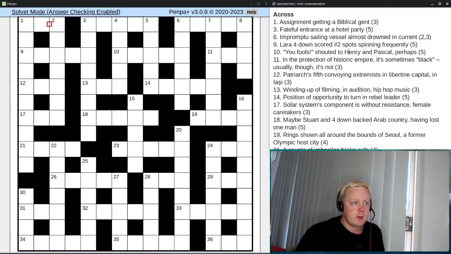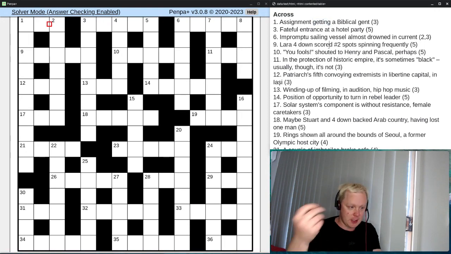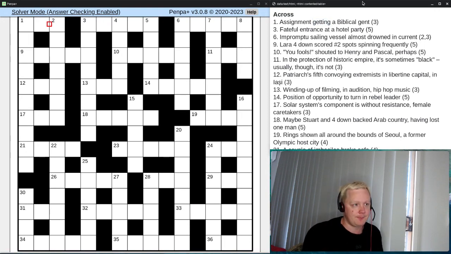Now, there's a clear indicator word here, which is getting. Something is getting inside it, a letter A. So take a word for assignment, put an A inside, and you get a biblical gent, a man from the Bible. Now, a job is an assignment, and if you put A inside the word job, you get Joab, who is a man from the Bible. Now, that's 4 letters. So that's going to be our answer with an extra letter here.